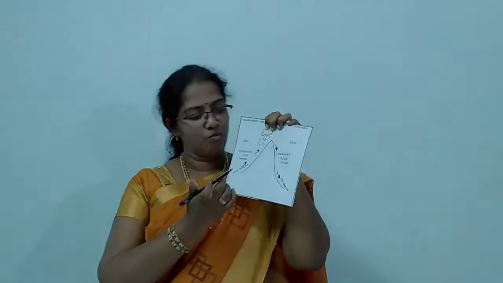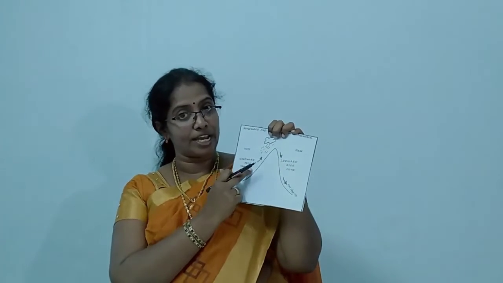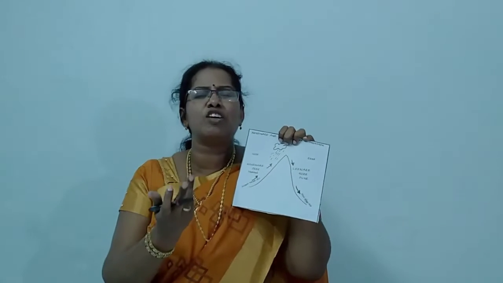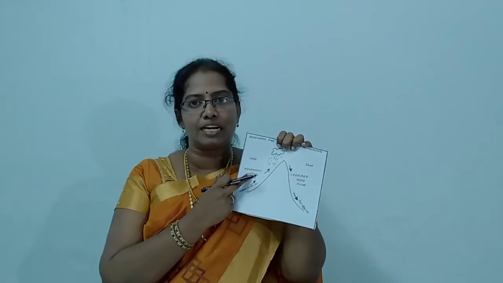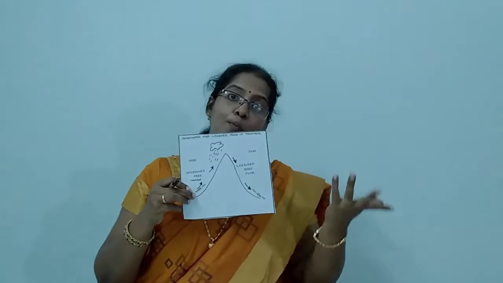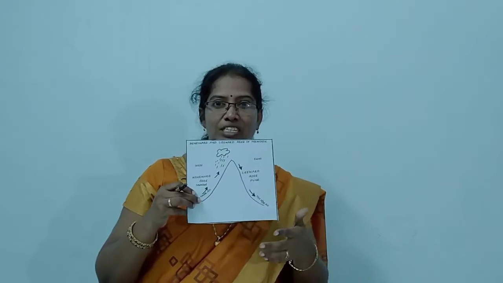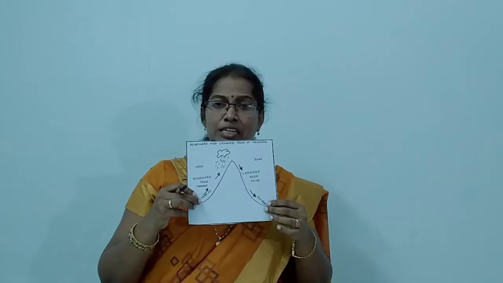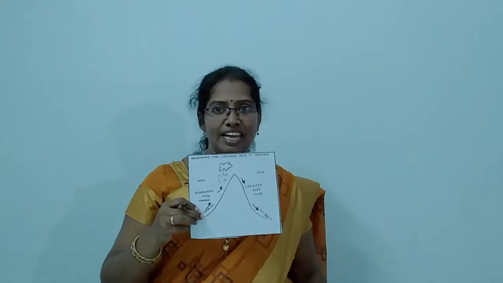This is the windward side of the mountain. What is the meaning of the windward side? It is located very close to the Western Ghats. At the same time, Pune is located on the leeward side of the mountain. Leeward side means the opposite side of the mountain. So it receives very little rainfall, less than 50 centimeters.